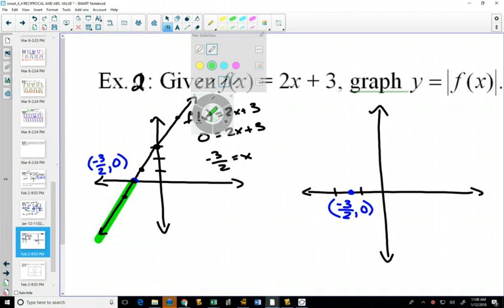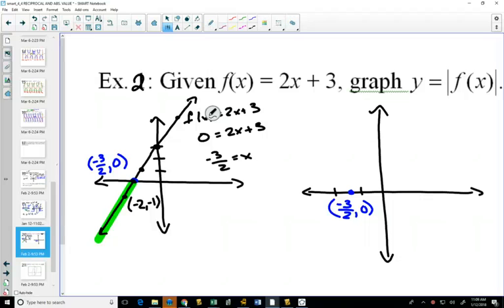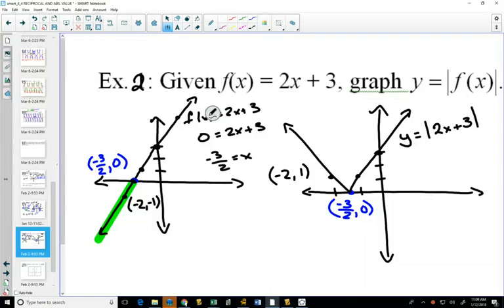So for example, here I have the point negative 2, comma negative 1. Now I'm going to have the point negative 2, positive 1. In a sense, that green section is going to get reflected over the x-axis and now point up like this. The other part that I didn't highlight is already positive, so those points are going to stay the same. And this is going to be the graph of the absolute value of f of x, or absolute value of 2x plus 3.